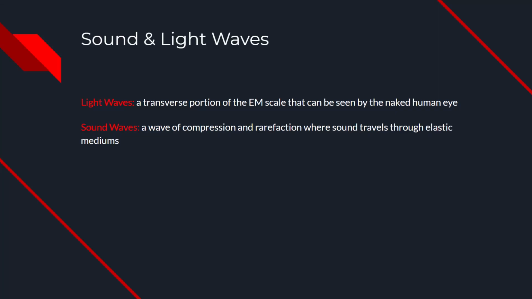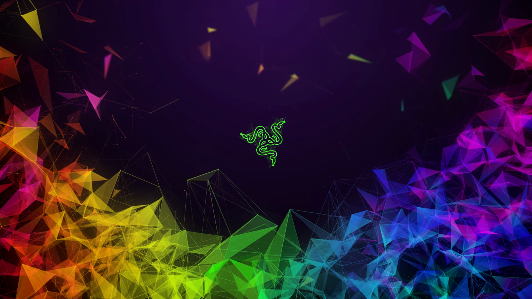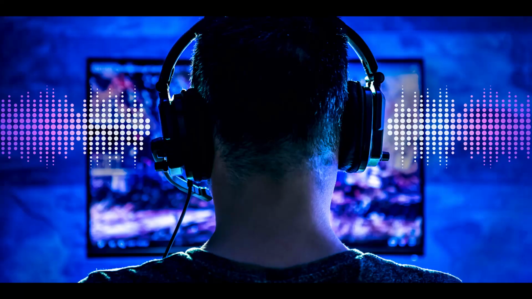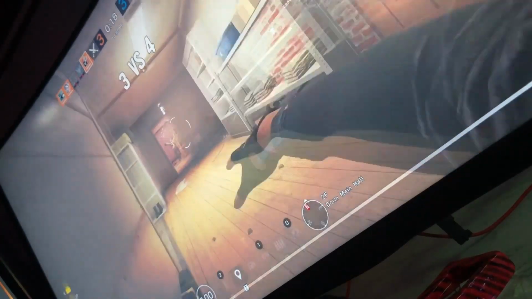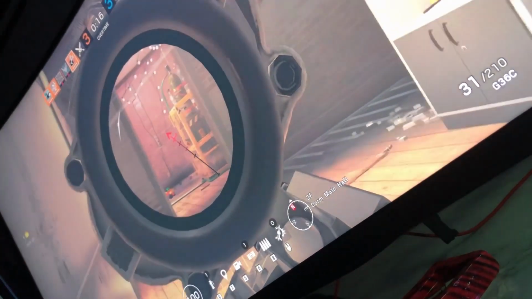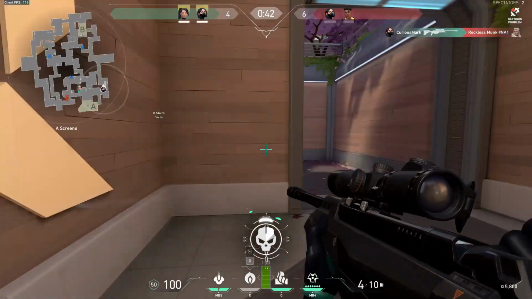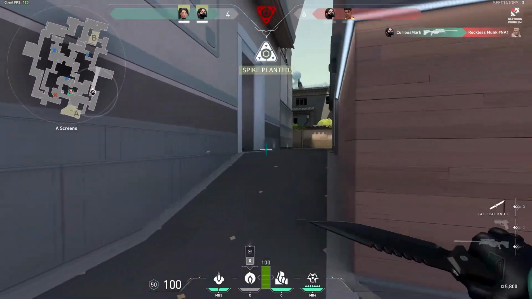Visible light waves are in the electromagnetic spectrum and can be seen by the naked eye. They form the colors of the rainbow, whereas sound waves travel through elastic mediums where we can hear them. When I'm gaming, I always pay attention to what's around me with my peripheral and auditory senses. This means I always focus on what's on the screen and back it up using what I hear from my gaming headset. Sometimes I can only use one sense because I can't use the other in some situations, like in this clip.